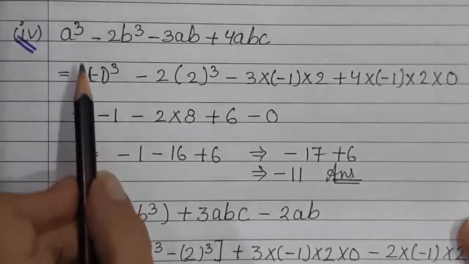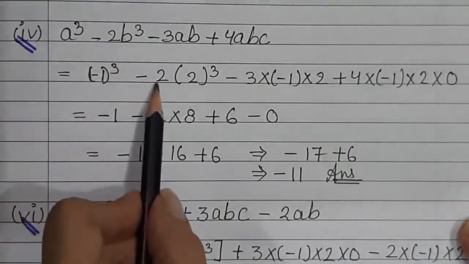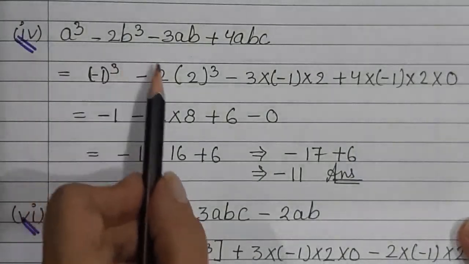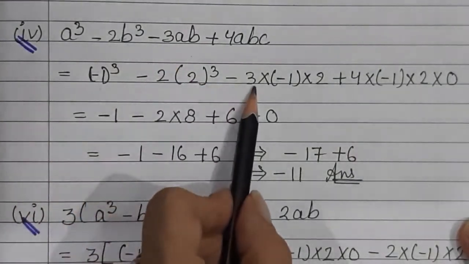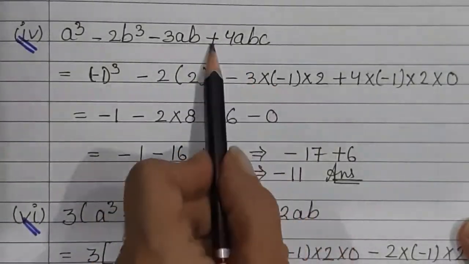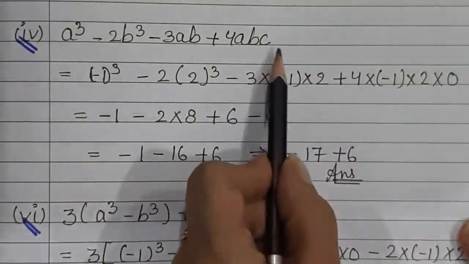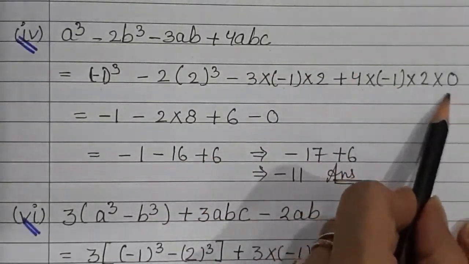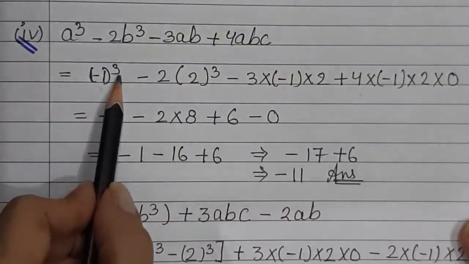Instead of a we have to put minus 1. So minus 1 cube minus 2. Instead of b we have to put 2. So 2 cube minus 3. A is minus 1, b is 2, plus 4, a is minus 1, b is 2 and c is 0. So we have to multiply. Right? Now minus 1 cube.